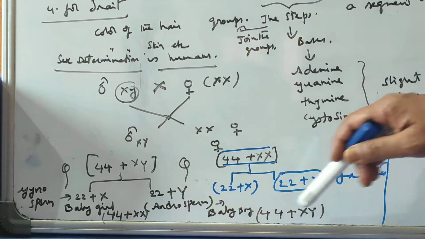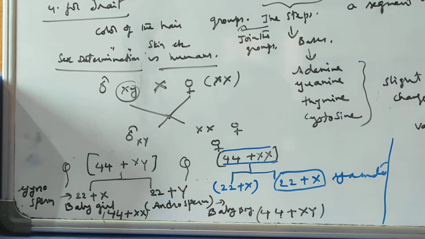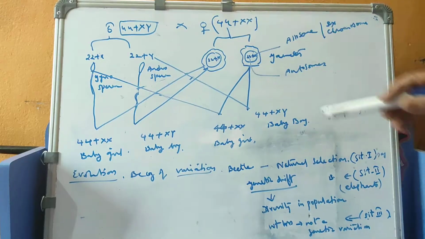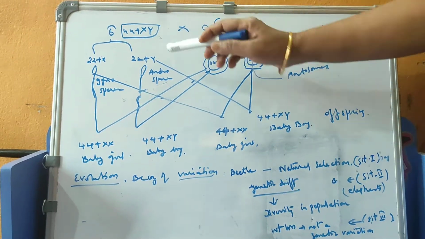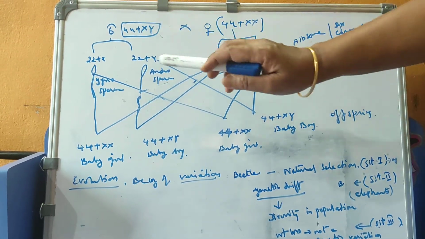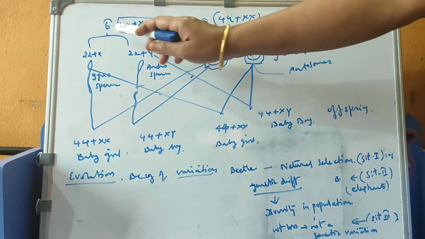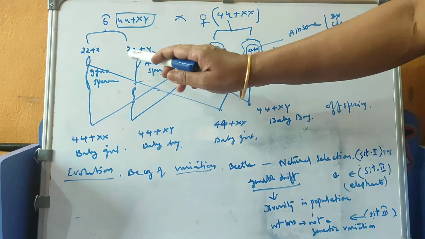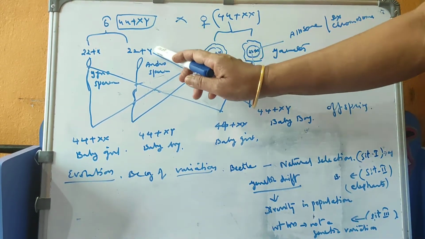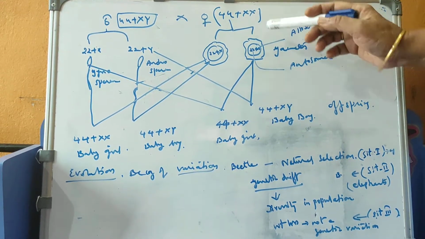So how this will be continued further, the carrying of the characters in the progeny, that I discuss now. Here again I have written it just to avoid ambiguity. See here, male 44 plus XY crossing with female 44 plus XX chromosomes. Here this will be 22 plus X and here 22 plus Y. This is actually only X here and only Y here. And here also only X is carried and here only Y is carried.